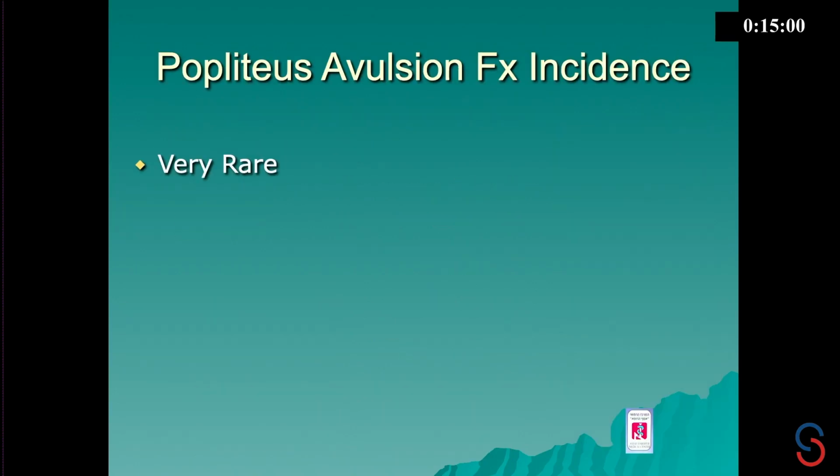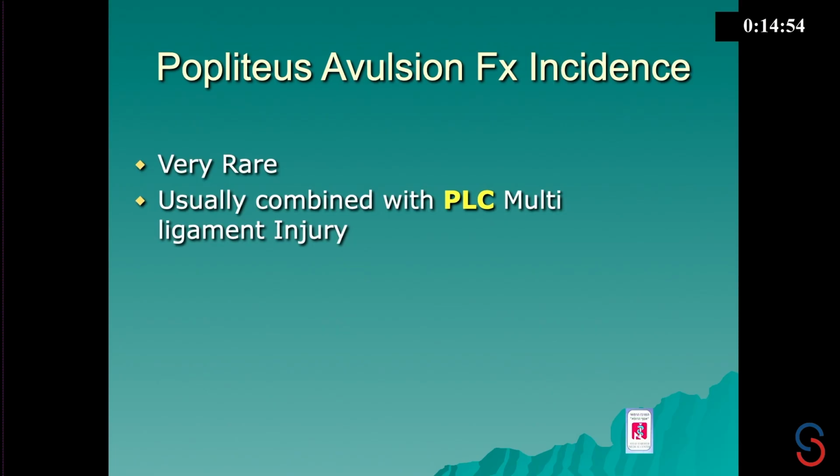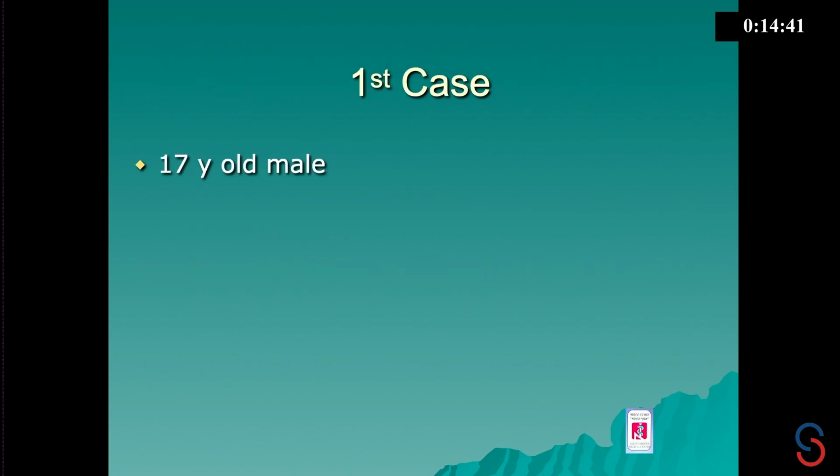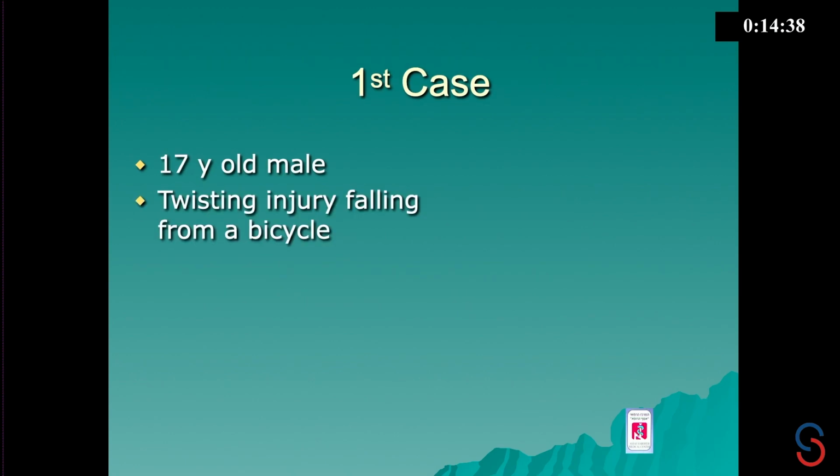I would like to present a case of a popliteus avulsion fracture, an isolated popliteus tendon avulsion fracture. I have no financial disclosures. Popliteus avulsion fracture incidence is very rare. It is usually combined with posterolateral corner multidirectional or multi-ligament injury, and the popliteus avulsion without a bony fragment is even more common. The first case is a 17-year-old male who had a twisting injury falling from a bicycle.